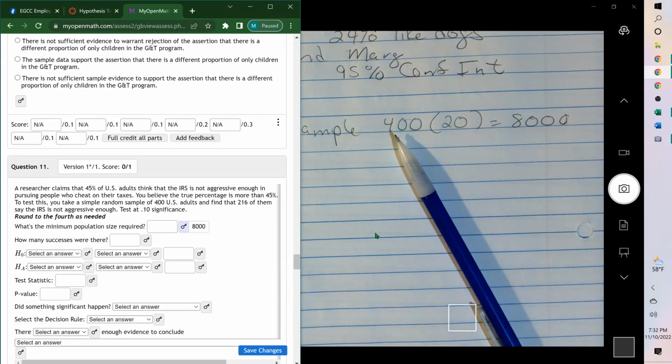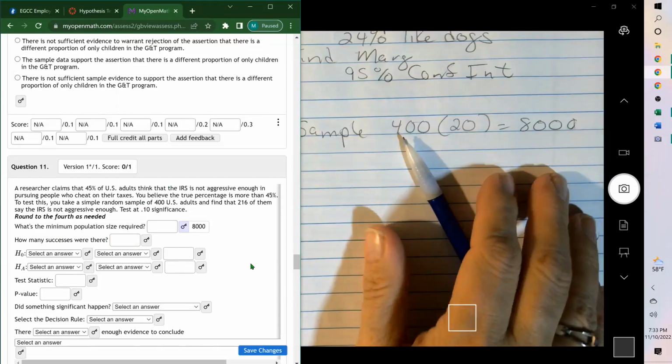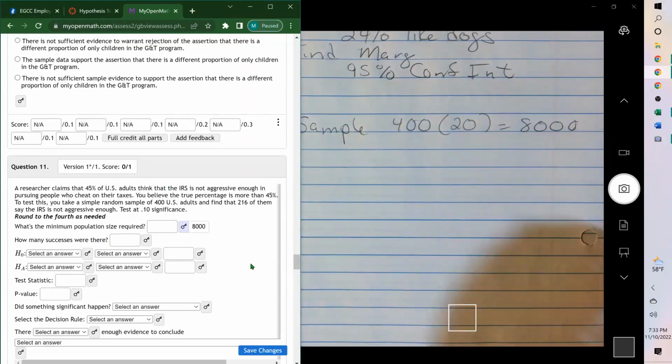So how do you know that by looking at that part of the question? What is the minimum population size required? Anytime it's looking for minimum population, take your sample and multiply it by 20 every time. These didn't come up last semester, so I thought they took those ones all out, but somehow it's back. But yeah, you just multiply by 20. Multiply the sample.